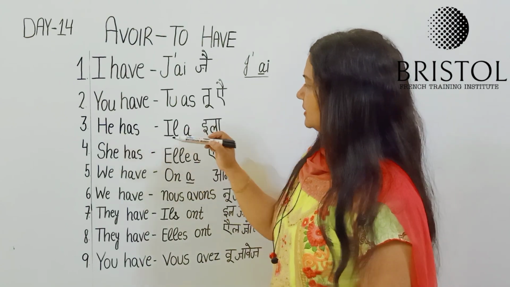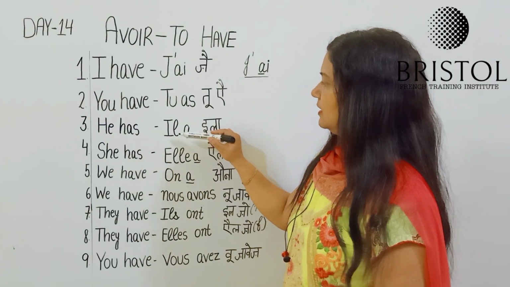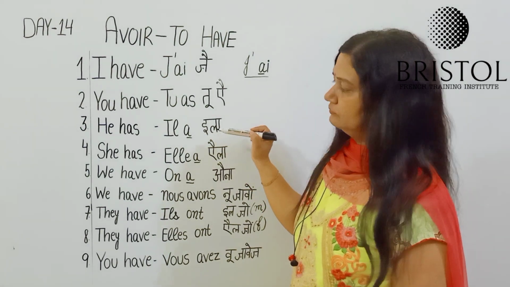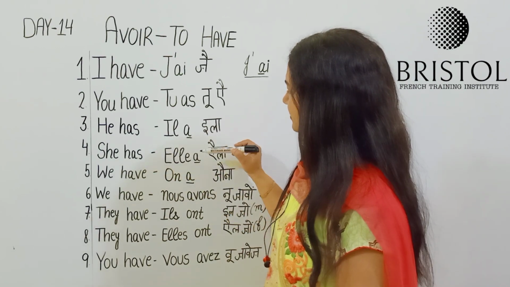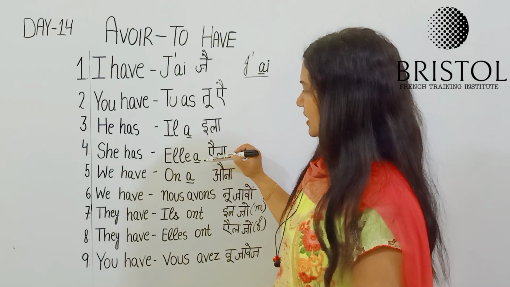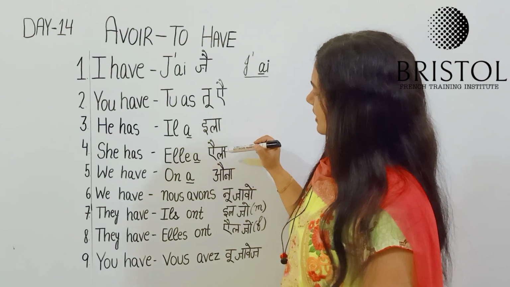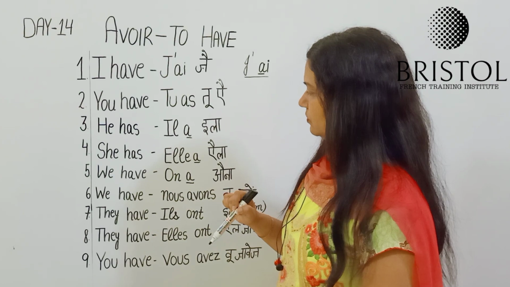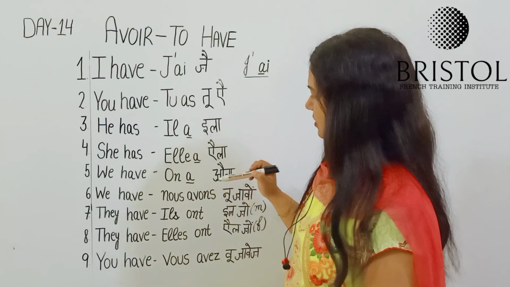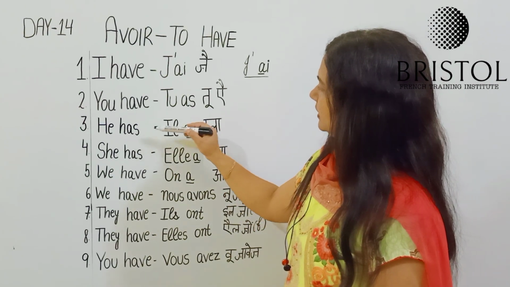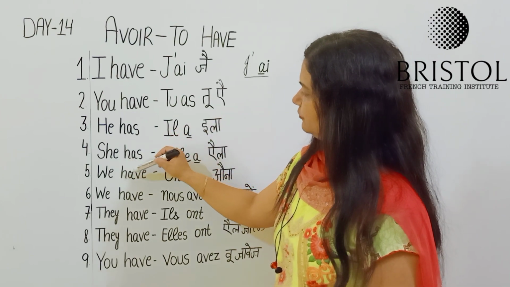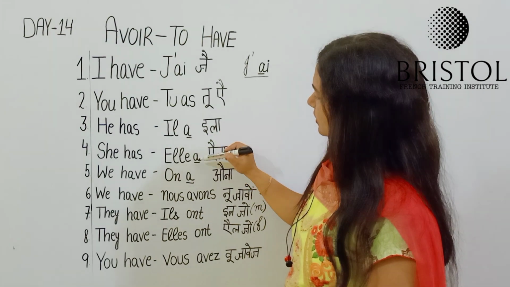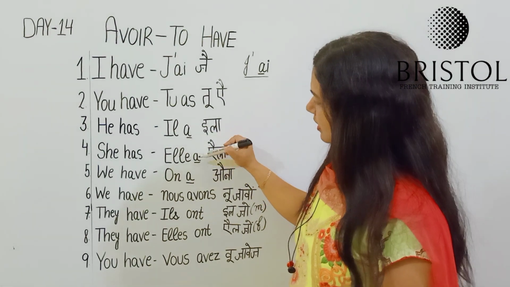He has. He means il, has means a. Il a. She has. She means elle, has means a. Elle a. We have. We means on, have means a. On a. See, he has, she has, we have: il a, elle a, on a. All these three end with a.